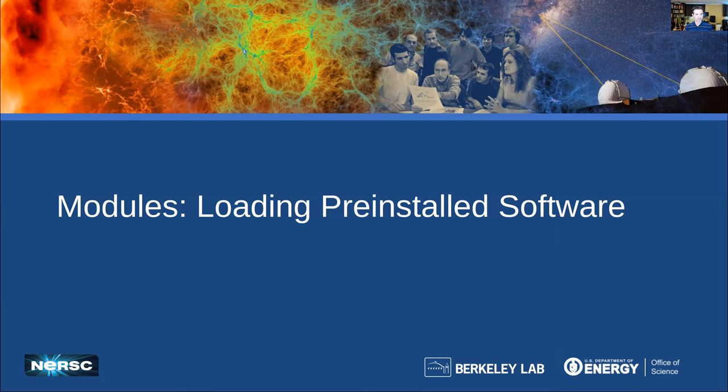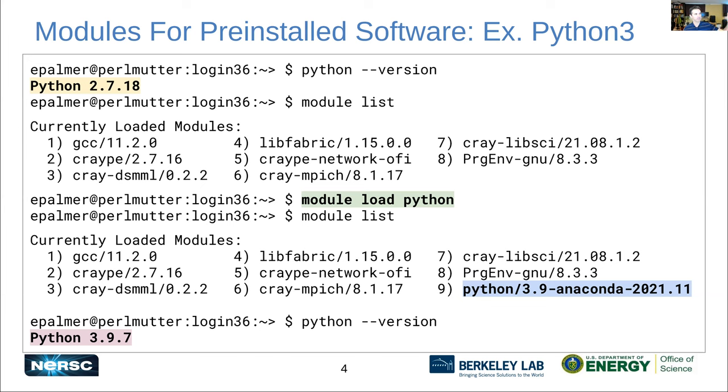I've got this slide, which is going to tell you most of what you need to know about it. At the very top of this slide is what you see when you log in. This is your prompt. Suppose you're just checking the version of Python. I type python --version, and you see it's Python 2.7. Well, Python 3 is already installed on Perlmutter. All we need to do is load the right module that has Python 3, that makes Python 3 available to me. So what we see on my next line here is module list.